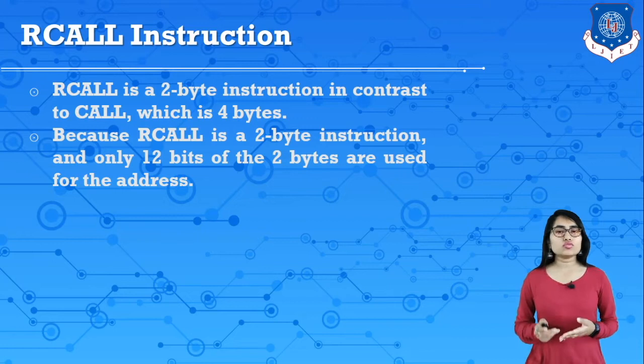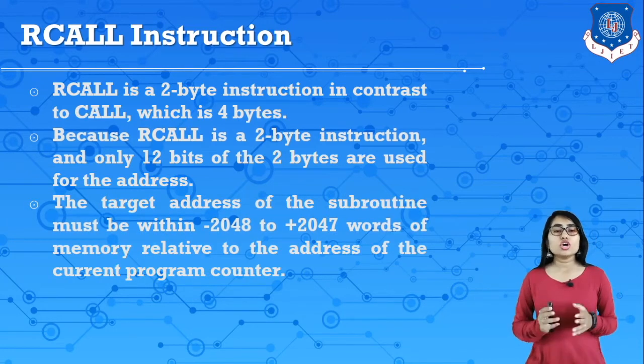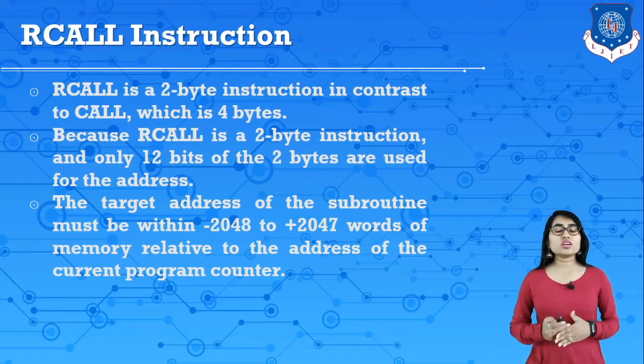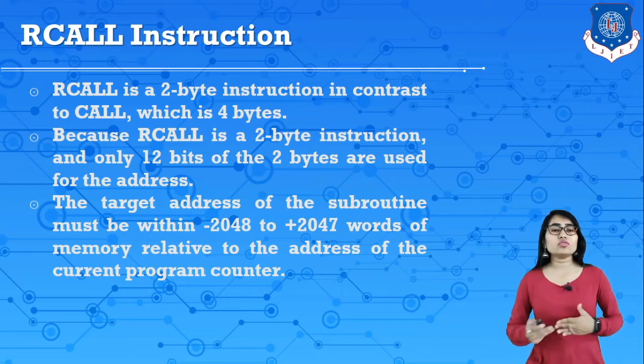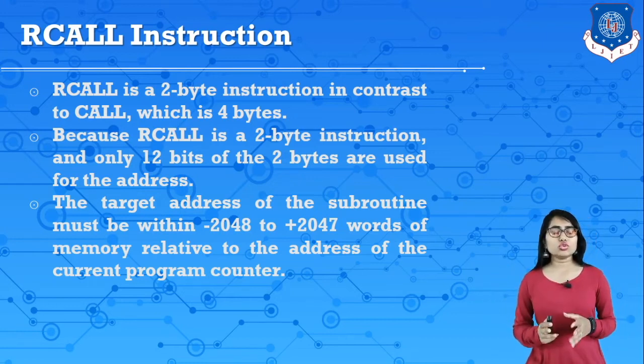Only 12 bits of the 2 bytes are used for the address, and as only 12 bits are used for the address, the target address of a subroutine must be within the range of -2048 to +2047 words of memory relative to the address of the current program counter. This relative call, that means relative call, has a reference line from the program counter. So this rcall instruction is basically used whenever the subroutine is a short distance away.